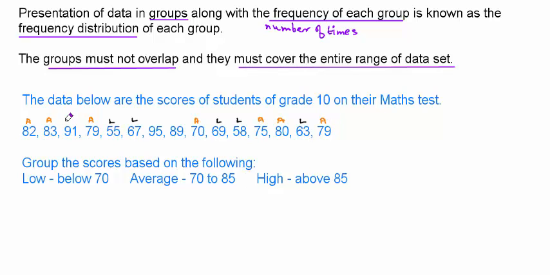And then for the rest we have high scores. 91 is high, 95 is high, 89 is high, and I guess that's all.